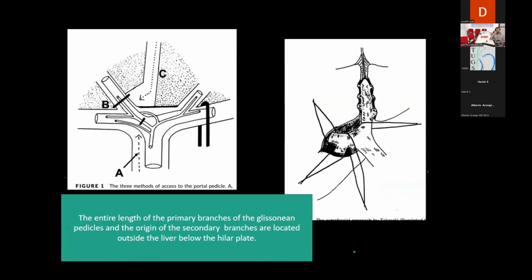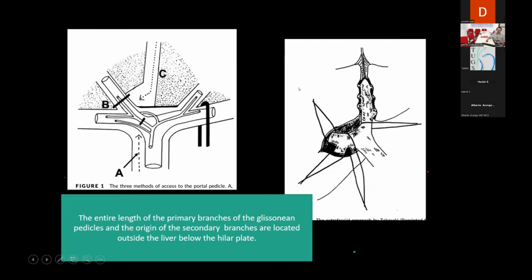Now, the Glisonian sheath forms the plate system. This is the hilar plate. And the entire length of the primary branches of the portal vein or the hepatic duct and the second order radicals lie below the plate. So knowledge of this anatomy is also very crucial, because if you lower the plate, then you can loop the primary confluence as well as a second order confluence.